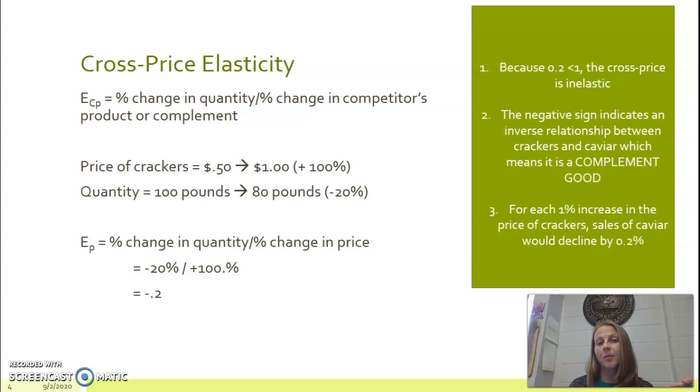If you think of peanut butter and jelly, if the price of jelly goes up, the amount of peanut butter consumed might go down because they're complement goods, assuming that you like peanut butter and jelly sandwiches. This also tells us that for each 1% increase in the price of crackers, the sales of caviar are expected to decline by 0.2%.